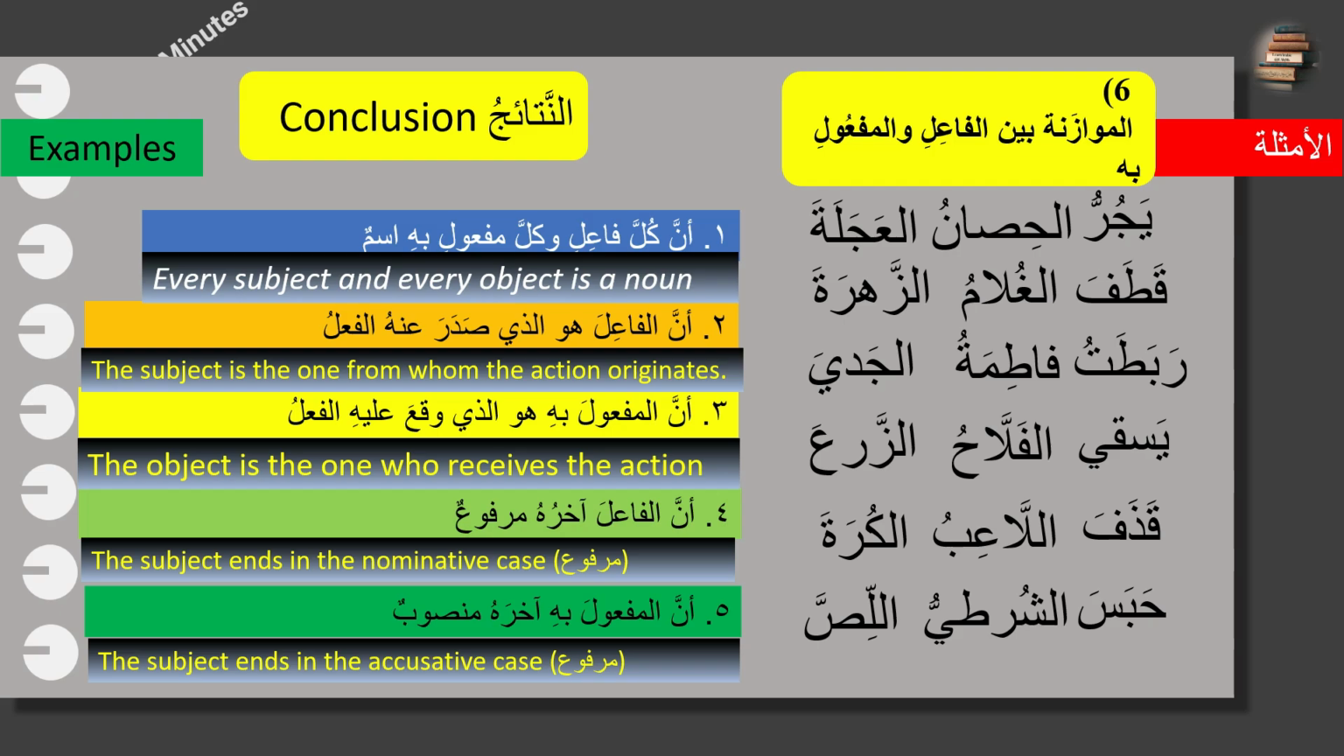While the object, the third point, أن المفعول به هو الذي وقع عليه الفعل. So the object is the one who receives or is affected by the action. And in the fourth point, grammatically, the subject ends in the nominative case, مرفوع. And the object ends in the accusative case, منصوب. These distinctions help us clearly identify the role each word plays in a sentence. So what we could do here is we could do i'rab, okay, but we will end it here.